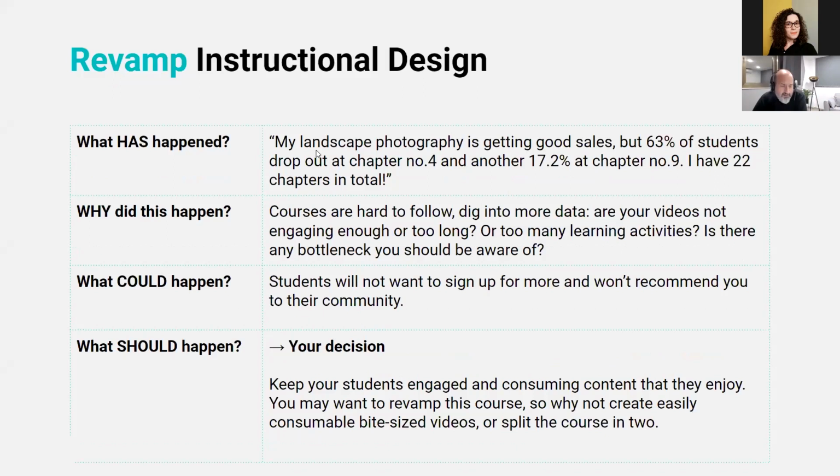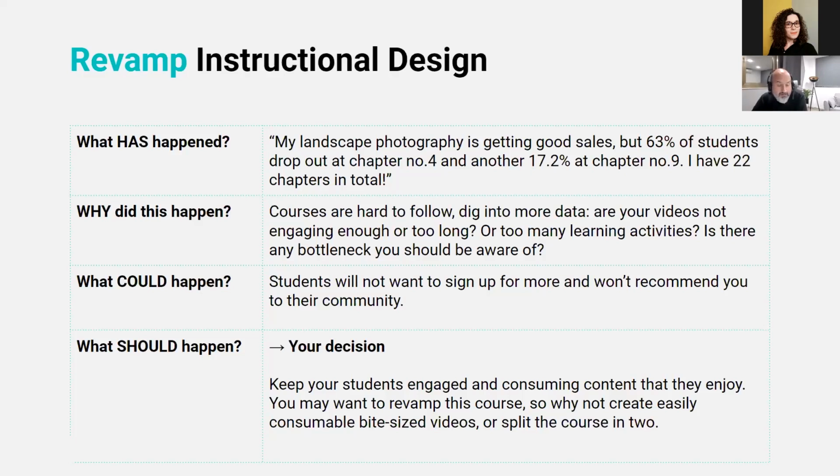And here's another case, where the content of our course wasn't very successful, which means that we might have to redesign the instructional part of our online course. So what has happened? My landscape photography course is getting good sales, but 63% of students drop out at chapter 4 and another 17% at chapter number 9. There are 22 chapters in total. What does this mean? That we've lost about 80% of the students before even reaching the halfway point.